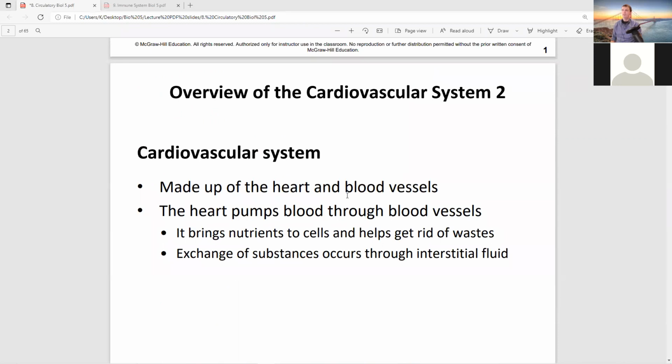So the cardiovascular system is made up of the heart and blood vessels. And the heart pumps blood through the blood vessels. So it's bringing nutrients to cells and it's helping get rid of waste, and exchanges of substances occur through the interstitial fluid.